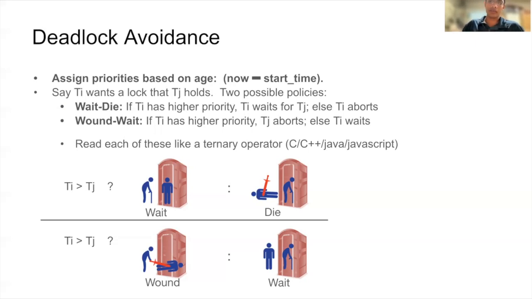The way to think about this, because this is really kind of confusing to remember, is what happens if the transaction is older and it wants a lock that something else holds, versus what happens when the transaction is younger and it wants a lock that something else holds. The older transaction in wait-die will wait. The younger transaction, if it wants a lock that an older transaction holds, will die.